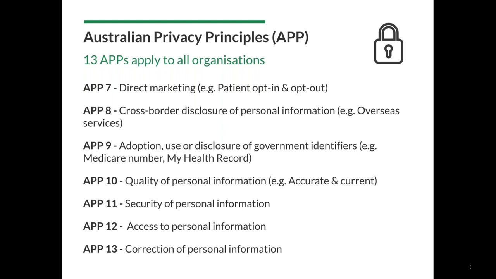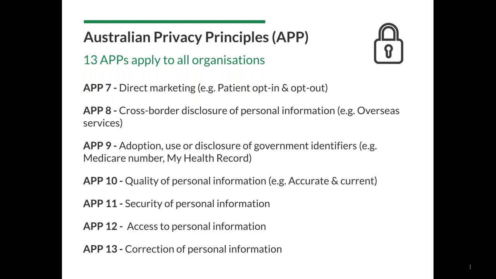Principle 9 is around the adoption or use or disclosure of government identifiers. So things like Medicare numbers, the patient identifier for MyHealth Record, things like this. Again, it's just to mention that we're going to be using these identifiers. We will keep them secure, as part of the way we look at all of their other data. But you have to let patients know that these identifiers are going to be used at the clinic, and that we will be connecting with some of these agencies to transfer information.